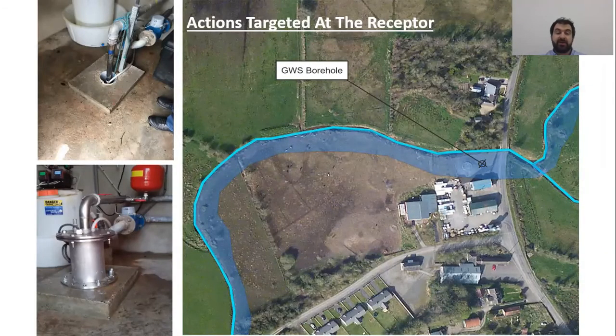Measures may also be targeted at the receptor, or in the context of this presentation, the drinking water source. Now, we know that wellhead protection is normally proposed or carried out to protect against more localized sources of contamination. However, in certain instances, proper wellhead protection can break that hydrological linkage between a wider catchment area.